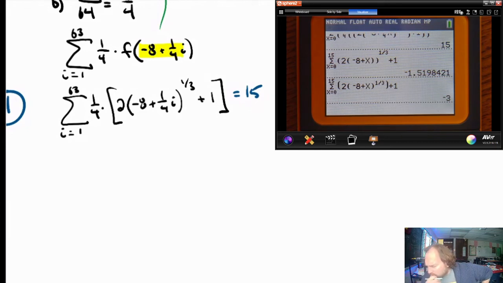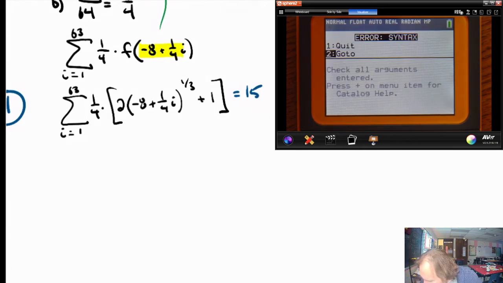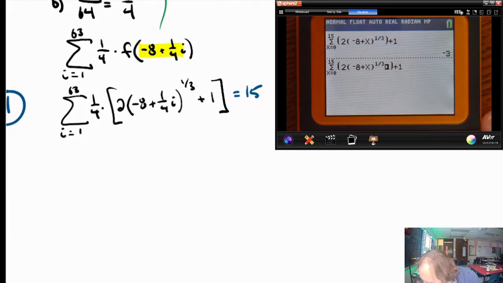-3. Still not the same answer that the book is getting. Hang on, I'm just going to confirm that I am not insane. -8 plus 1 to the 1/3 power. Maybe I should put one more set of parentheses around this thing, just to make sure I got the right operational order here. Oh, go to. Maybe not. Wait a minute.